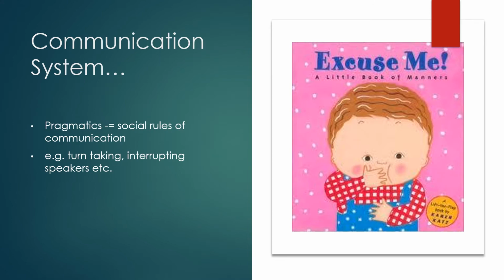The final part of the oral communication system is pragmatics, the social rules of communication. This includes things like turn-taking and interrupting. Some of these paralinguals are essential to explicitly teach our ELLs, as their behavior might be perceived as rude, when in fact, it might be cultural.